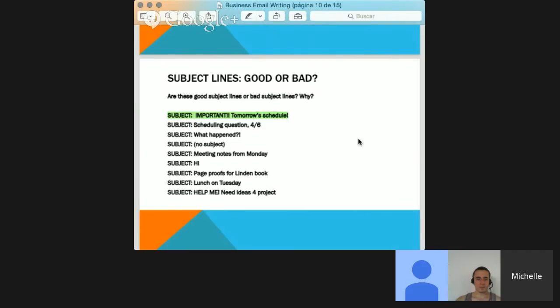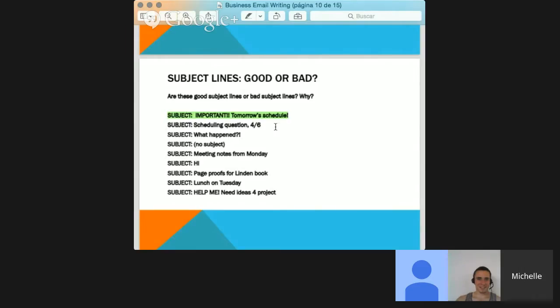Yes. "Important! Tomorrow's schedule!" Schedule, perfect, good. So is that a good subject line or a bad subject line? It's bad because it's capitalized and it has exclamation points all over the place. Exactly. Good job.